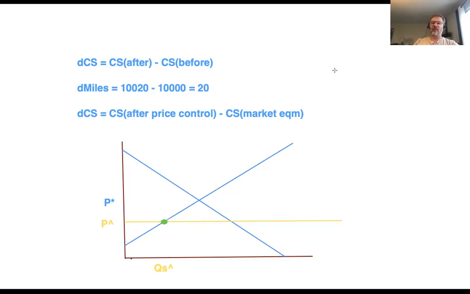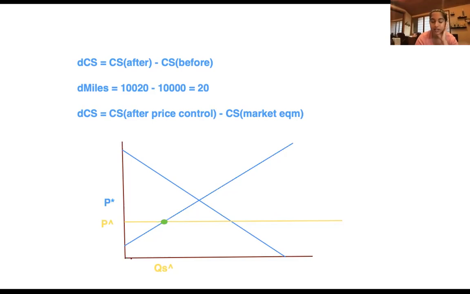For the price ceiling, only a price ceiling that's below the equilibrium price is binding. And for a price floor, it's a price floor above the equilibrium price that is binding. So they're opposite of each other. Okay, that makes sense.